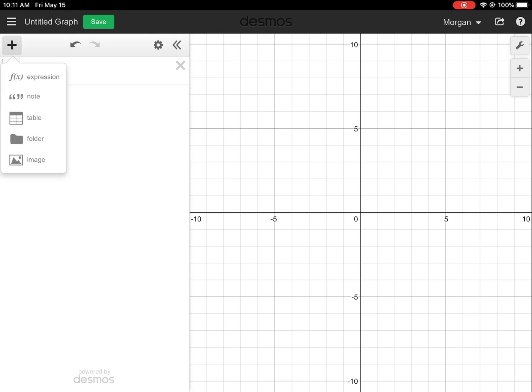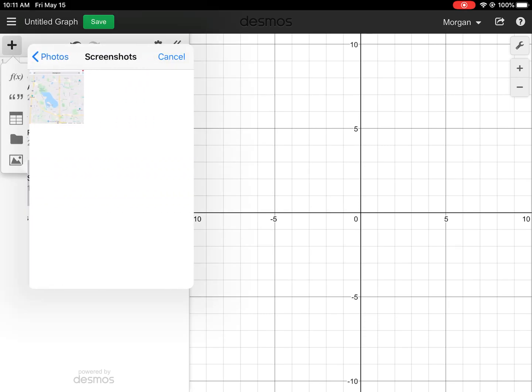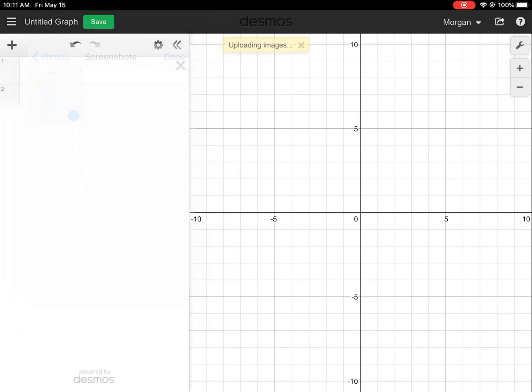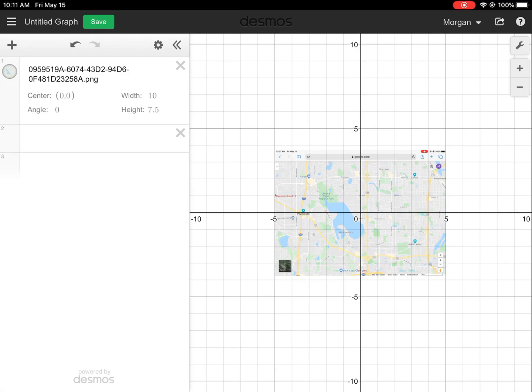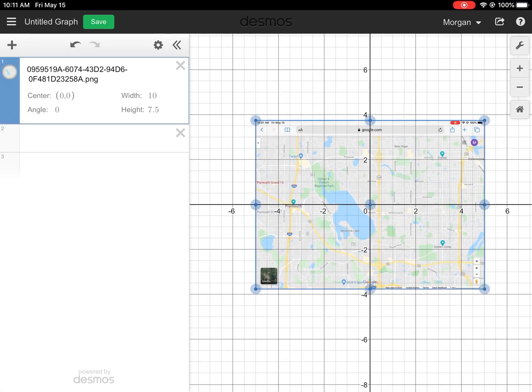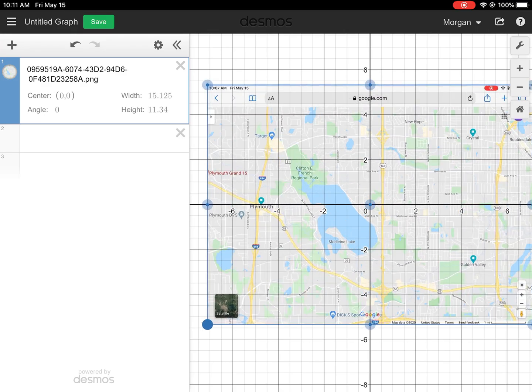And I'm going to hit the little plus sign and insert an image. I'm going to choose from the photo library because I had taken a screenshot. And I'm inserting that graph. And it will spit that right in there. And now I can click on that graph and I can make it bigger or smaller.